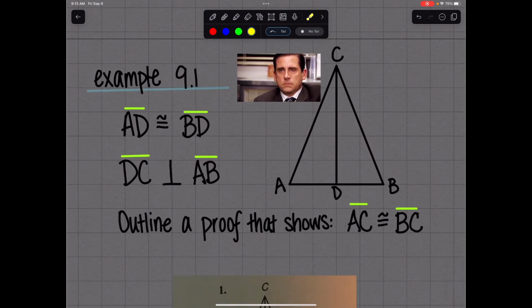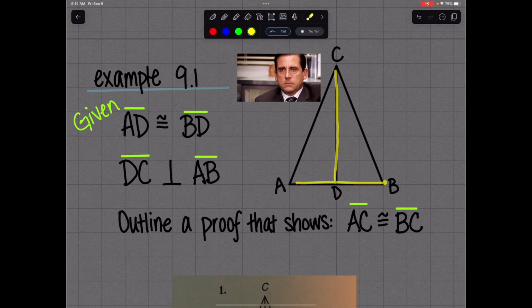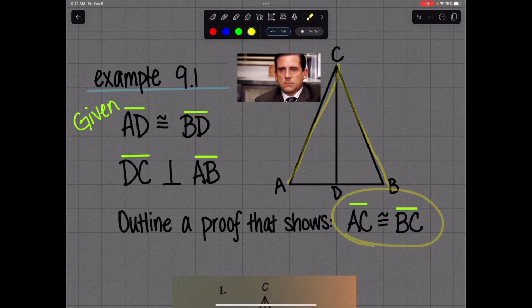All right, let's start with an example. This is example 9.1. It says given, so this part's given. They're going to give you some information, then they're going to ask you to prove something. That's how it works. So you're given this information over here. Given that AD is equivalent to BD, and DC, that means this one, is perpendicular to AB, outline a proof that shows that AC must be congruent to BC. They want these to be equal. Okay, so they want you to prove that this is the same as this.